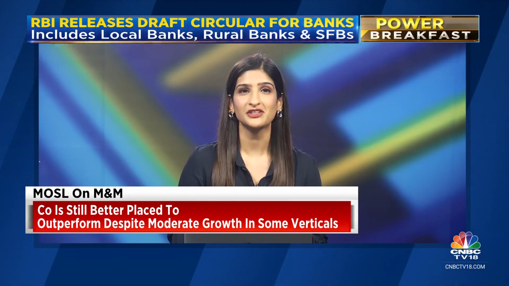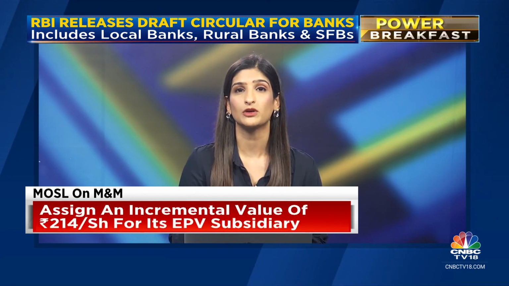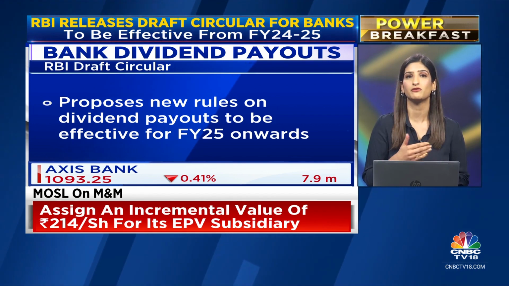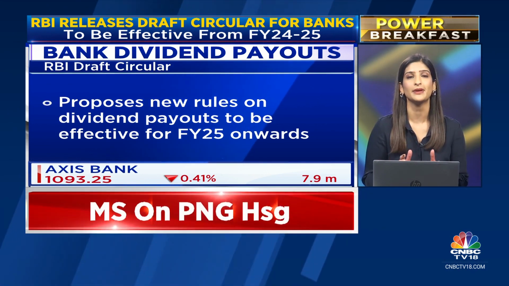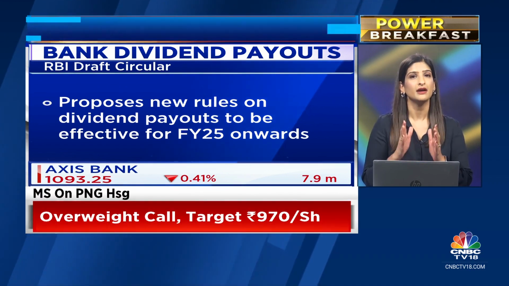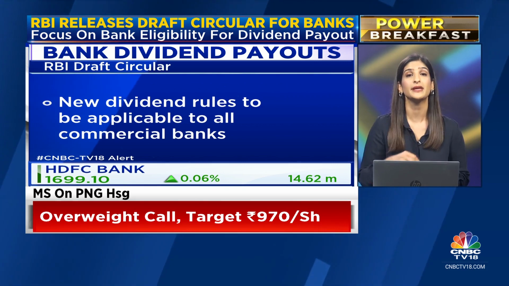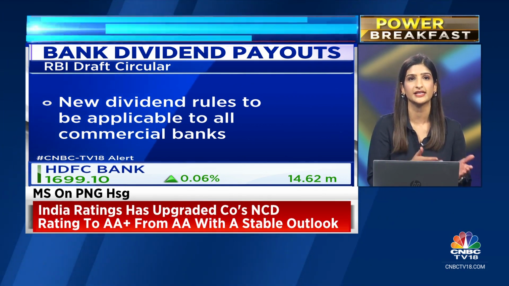Thanks for that. Now, the Reserve Bank of India has released a draft circular proposing new rules for the declaration of dividends by banks and the remittance of profits to the head office by foreign bank branches. And these new rules are set to be effective from FY25 onwards. RBI has proposed that banks must meet certain minimum requirements to be eligible to declare dividends or remit profit to their head offices in the case of foreign banks.